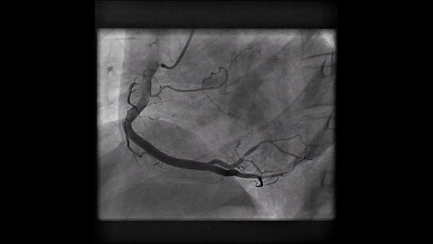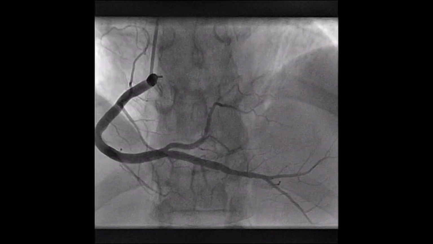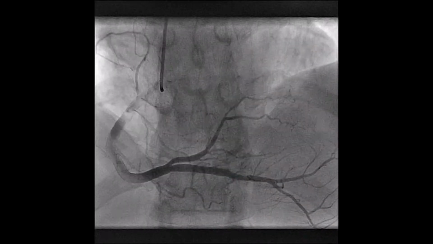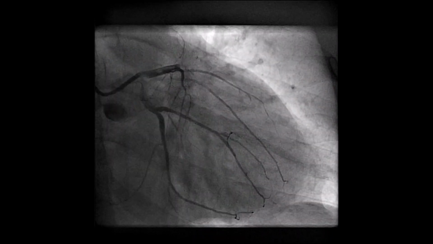In this case, primary angioplasty was performed. As you can see, right coronary artery is open and it does not present any significant lesions. Let's take a look at the left coronary tree.